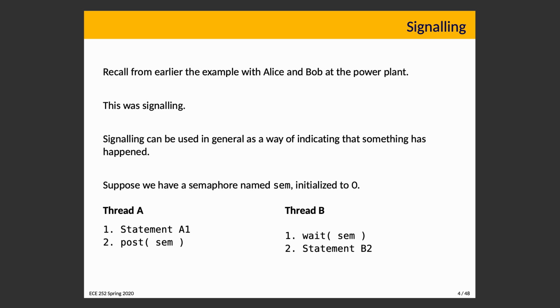Okay, so that, of course, breaks down horribly if our semaphore is initialized to the wrong value. If it's initialized to 1 instead of 0, then if thread B runs first and gets to the wait semaphore statement, it proceeds immediately and statement B2 happens before A1. So we did not get the desired outcome.